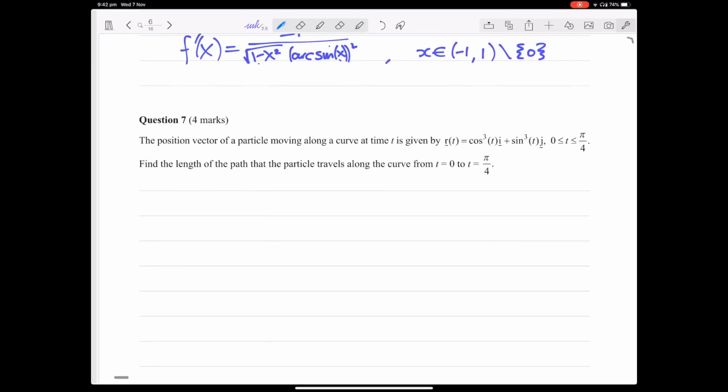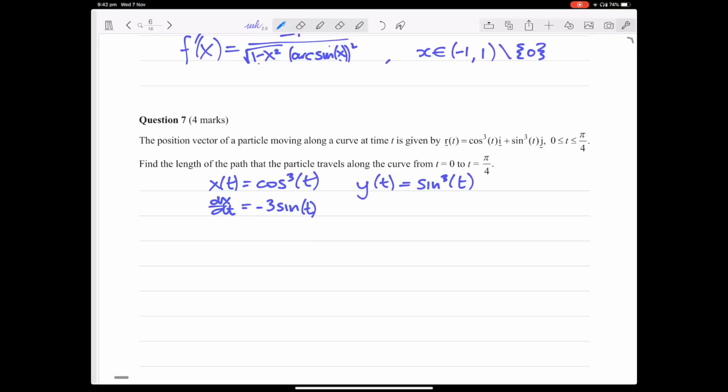Okay, the position vector of a particle moving along a curve is given by that function. Find the length of the path that the thing travels. Okay, so x of t is cos cubed t. Y of t is sine cubed of t. So dx dt is -3 sine t. So -3 down to the front.